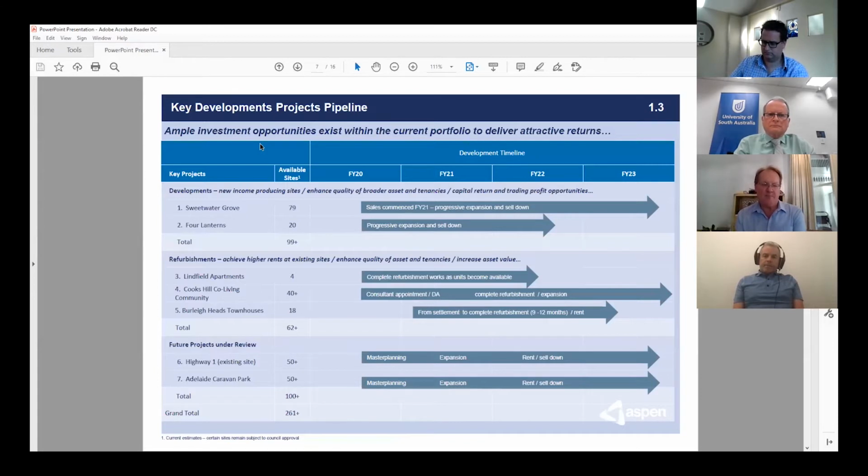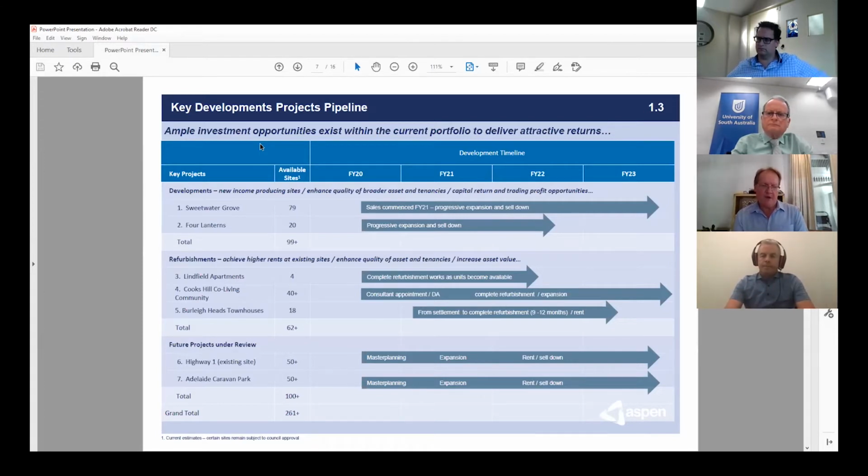This is a lot of information to go through quickly, but one of the ways that we get higher returns is by buying assets that have some upside. It can be in the form of developments, which Sweetwater Grove and Four Lanterns are, DAs to extend it and to build new manufactured homes on land lease. The refurbishments are buying brownfields and converting them into something better where we can get higher rents. Cooks Hill is an old boarding house that we are going to turn into fully self-contained rooms. Burleigh Heads is our entry into southeast Queensland, and we need to just complete the townhouses. We think we'll get into it at sort of two thirds of market value.